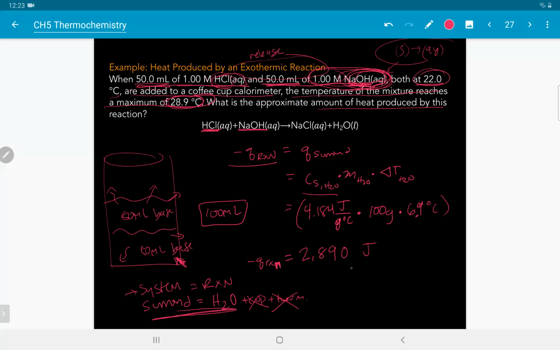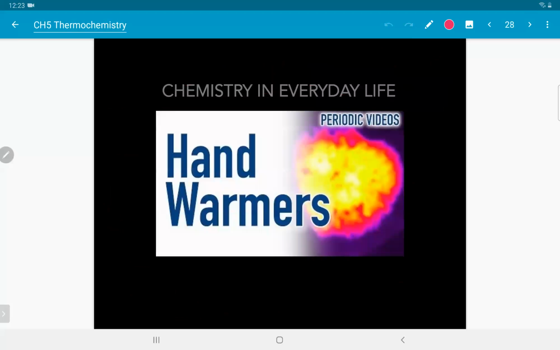So if you were asked to plug in the right answer, you would say maybe the Q of the reaction is equal to negative 2,890 joules. And remember that negative is just letting us know as scientists that it's an exothermic process, right? It's releasing the energy. All right, on to the next.